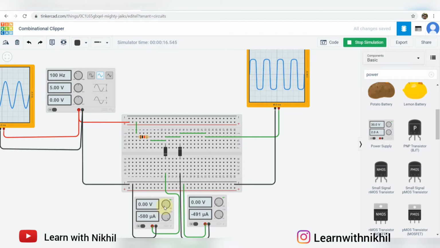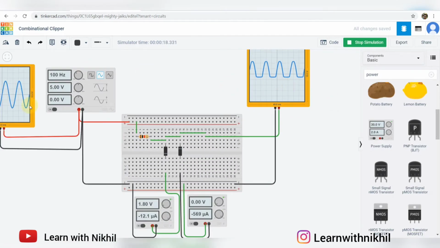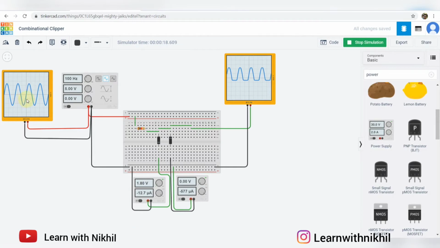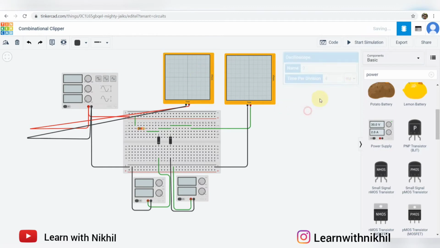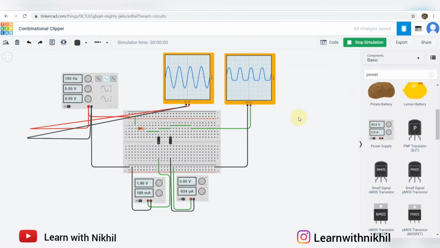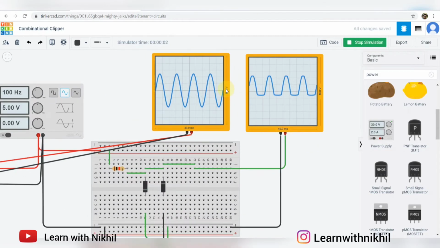If you notice, if I increase this voltage slightly, now the positive peak is totally there, negative peak is clipped. Now this has changed to 10 volts. So now these two, input and output, are similar. Just zoom in close, we will get a good view. Now the input and output are on the same scale. As you can see, the positive peak is steady and the negative peak is clipped.